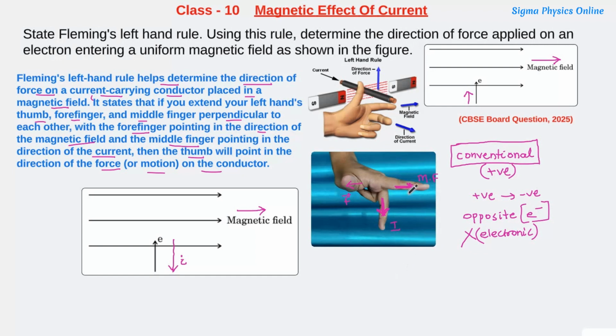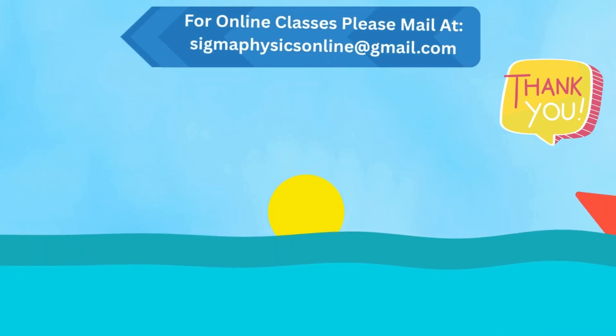So now as you can see, the forefinger is pointing to the right, the middle finger is pointing downwards. Now we see that the thumb is pointing outward, that is out of the plane of paper. So the direction in which the electron will be pushed is outwards. So that was the answer to this question. I hope you've understood it.